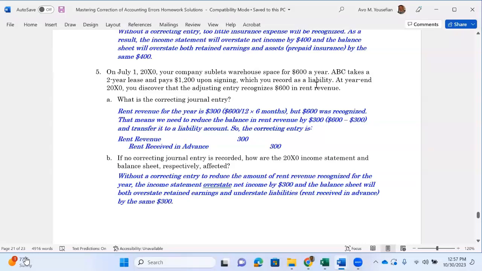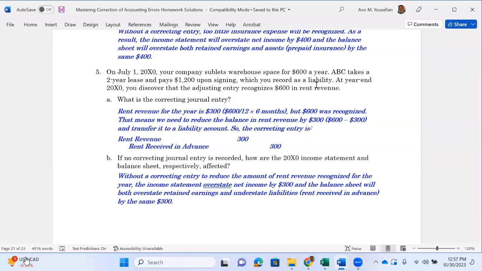So what's the journal entry? The journal entry is debit cash, 1,200, credit unearned rent revenue, 1,200. So debit cash 1,200, and credit unearned rent revenue for 1,200. So I'm gonna again go to my T account.